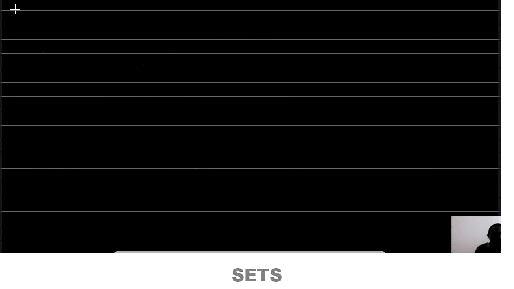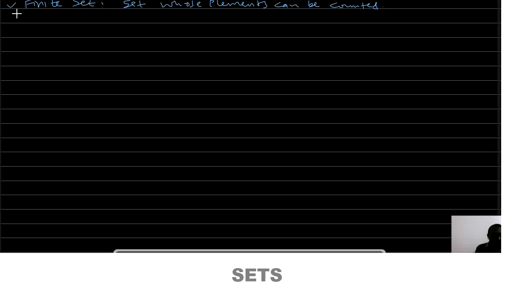The next terminology that we may encounter is a finite set. A finite set is a set whose elements can be counted. For example, D, which is a set of days of the week. We have 7 days of the week. They can be counted, and such a set is a finite set. Another example, F being the factors of 12. Someone can list the factors of 12 and exhaust them.